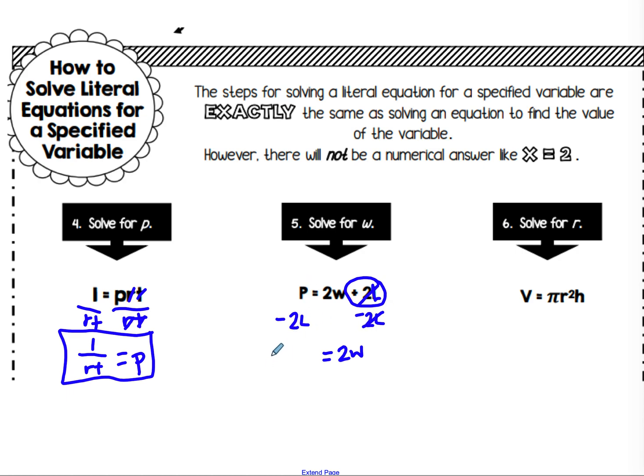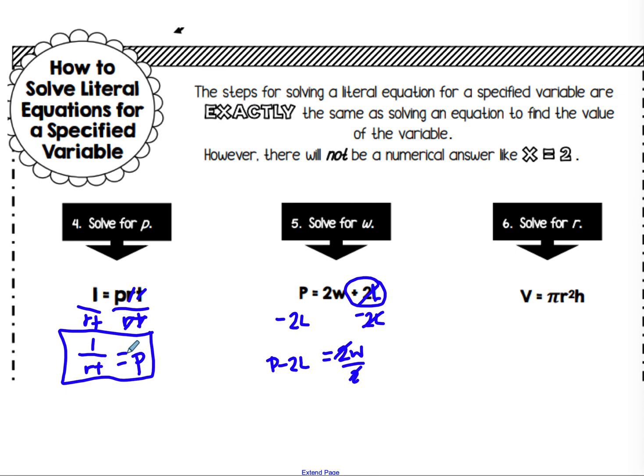P minus 2L, I can't actually do P minus 2L, they're not like terms, so I just write P minus 2L. Now I have multiplication, 2 times W, so I have to get rid of that with division. Here's the tricky thing, when we're dividing by a number, we need to make sure that everything is divided by that number.